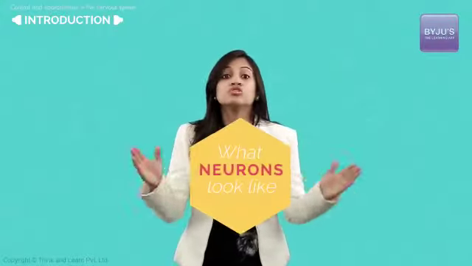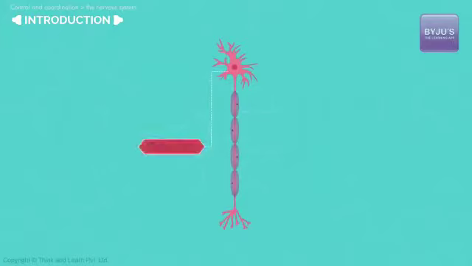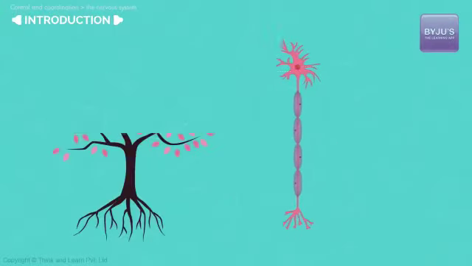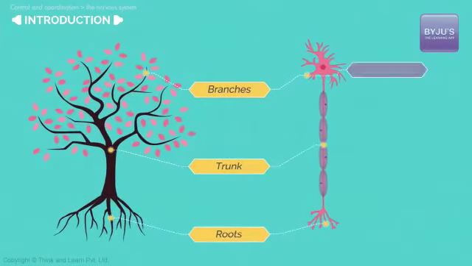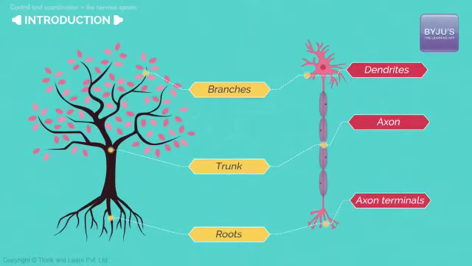Coming to what neurons look like. They look like typical cells. They have a cell body. They have a nucleus. But if you think about it, they look similar to a tree with the branches, the trunk, and the roots. The branches are the dendrites. The trunk is called the axon, and the roots are called the axon terminals.